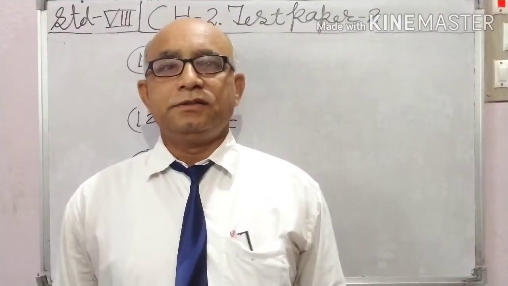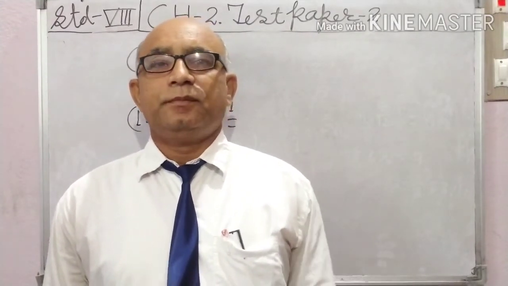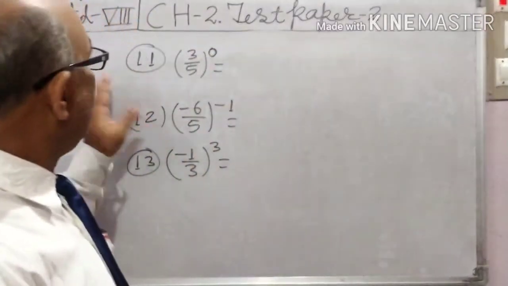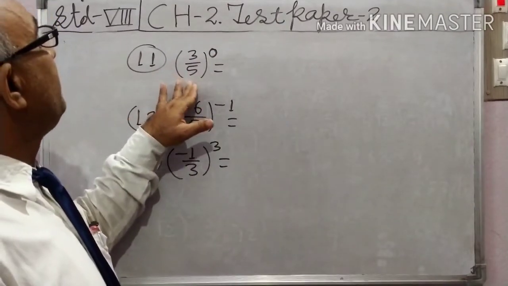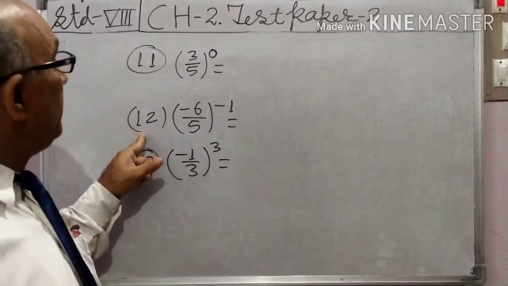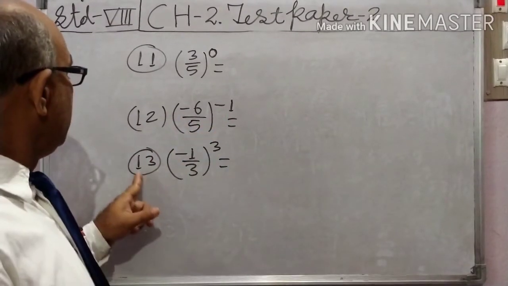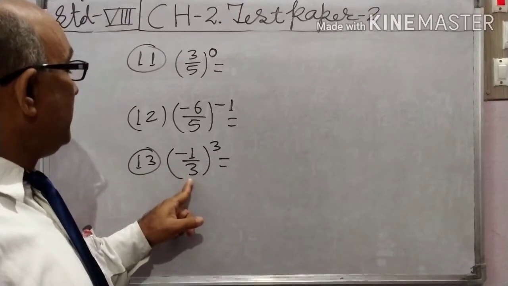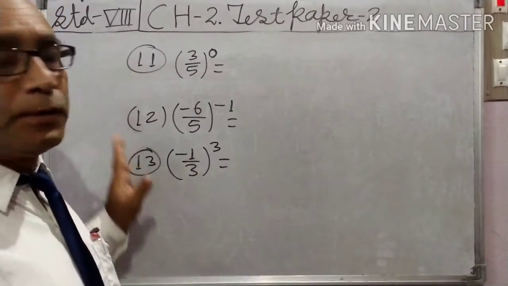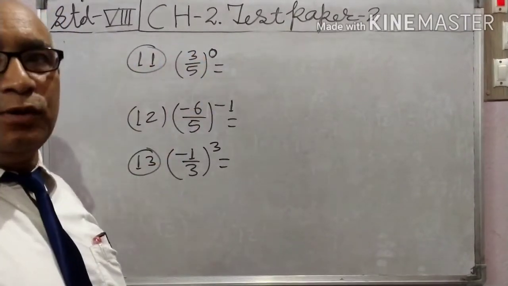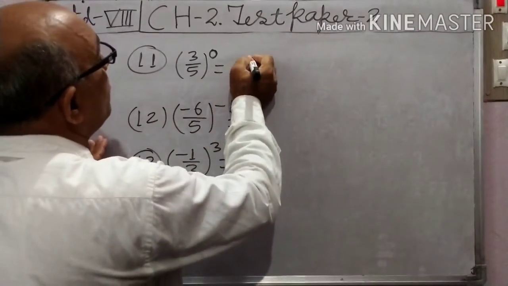Write it. Students, now I am going to solve some objective questions. Question number 11: find the value of 3/5 to the power 0. Question number 12: minus 6/5 to the power minus 1. Question number 13: minus 1/3 to the power 3. All questions are dependent on laws of exponents. So a/b to the power 0 equal to 1. Similarly, 3/5 to the power 0 equal to 1.